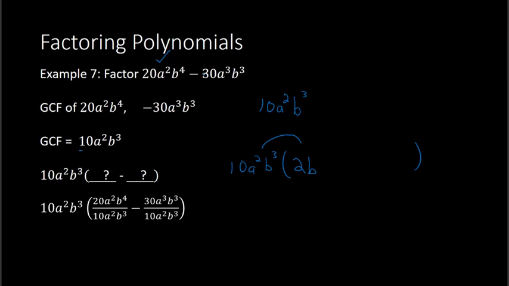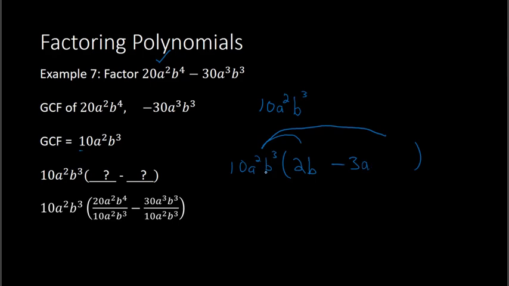All right, and then second term, we have the minus, so don't forget the minus sign. And then 10a squared b to the third times what gives me that second term? Well, 10 times 3 gives me 30. The a to the third power is, we have a squared. We need to get to a to the third power. So we need one more a.